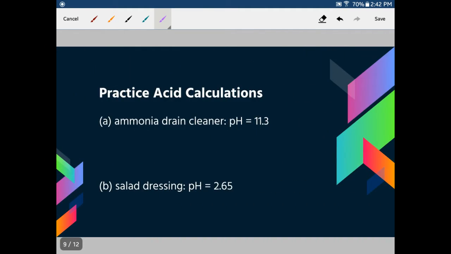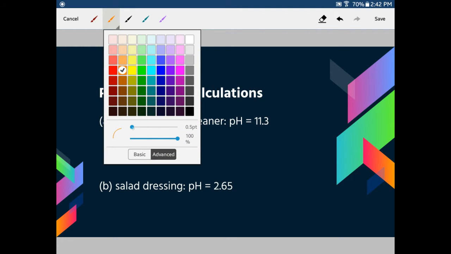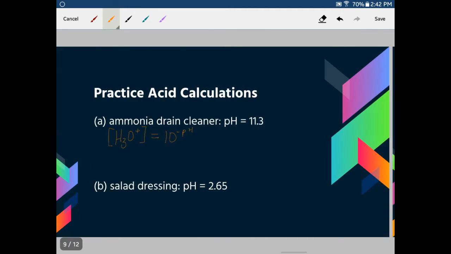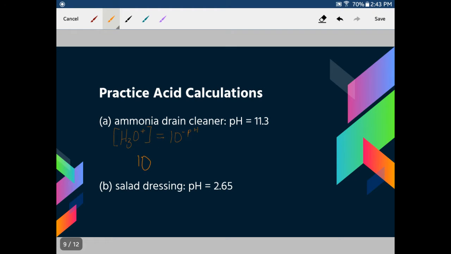Okay, this one's going backwards. We're going from a pH and we're going to be calculating our H3O ion concentration. So in this case, our H3O, or our hydronium ion concentration, is equal to 10 to the negative pH. So what we do this time is we have 10, and we're putting it to the negative pH, which is negative 11.3. Okay, now this pH is quite basic.